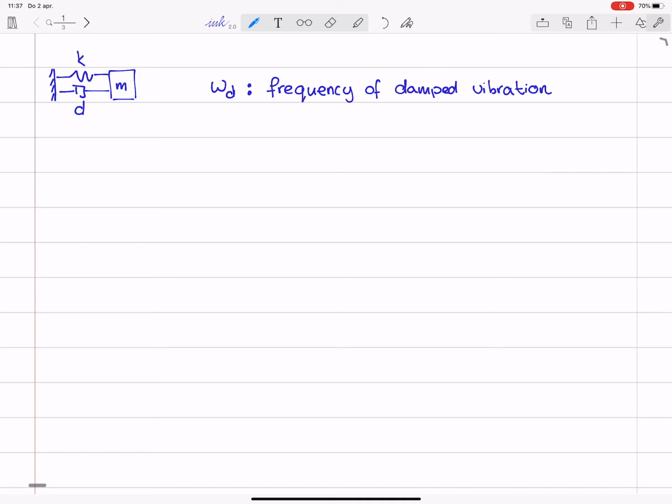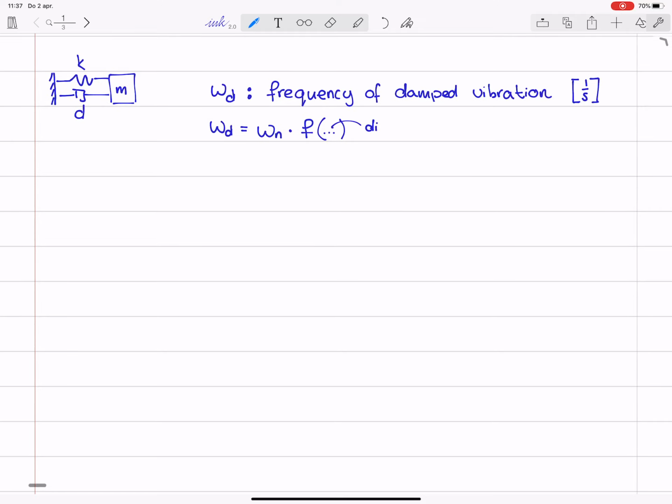Well, its units are of course also 1/second, right? Because it's still a frequency. So that means that we can only realize this if omega D is something with omega n, which has already the correct units, times some function f, which is dimensionless. Okay, so there can only be dimensionless arguments. Because omega n has already the units of frequency, it can only work if we have omega d as omega n times something that is dimensionless. So let's see if we can construct something dimensionless from k, m, and d that includes d.